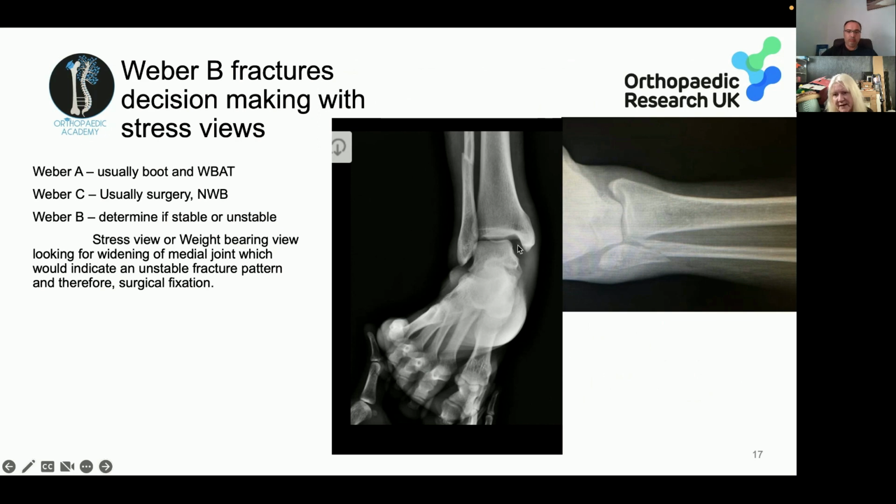And in this case, it does. If you compare that distance to this distance, you can see it's a lot wider. So this would be unstable. Here's a Weber B.